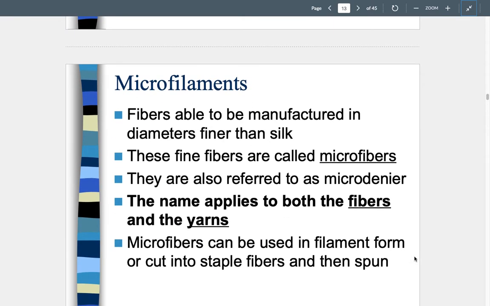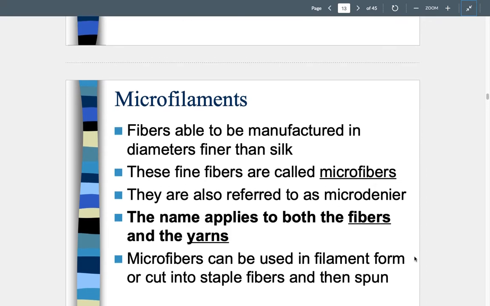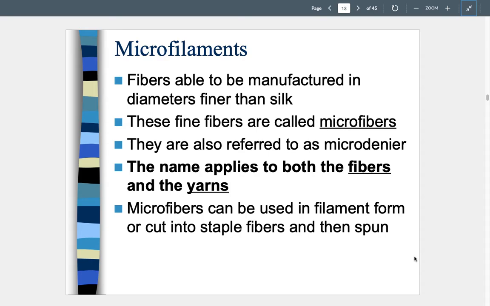Then there are these things called microfilaments, and it's what it sounds like: mono, one; multi, many; and micro, tiny, microscopic. Microfilaments are fibers that are able to be manufactured in a diameter that is finer than silk. Remember we talked about microfibers in the last chapter? This is that same idea. This is essentially the only way that we can make microfibers. They're fine fibers. We call them microfibers because they're finer than their natural size anyways.